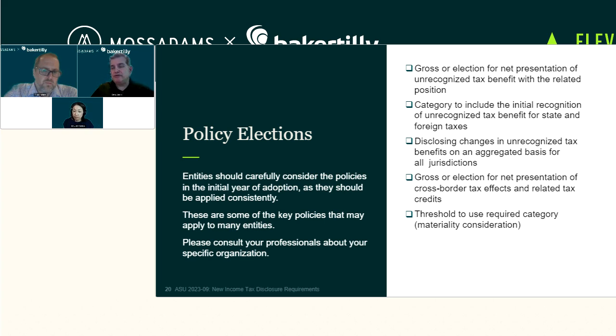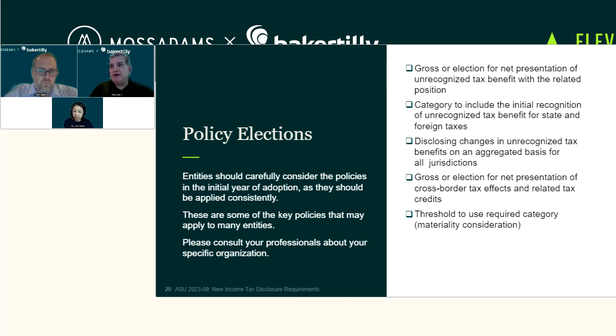And as well as with the cross-border, with the case of, say, GILTI, if you have a foreign tax credit, you can, in that case, net the foreign tax credit associated with GILTI. That's a policy election as well.